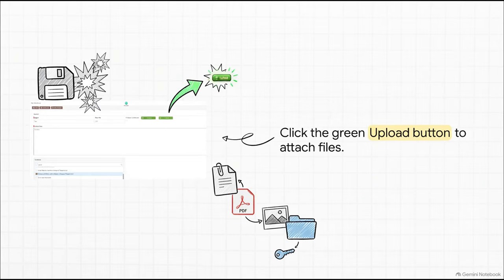Now, what's really interesting about this slide is what happens right after you click Save. Boom! Look to the right of the diary number. A bright green Upload button magically appears on your screen. This is your gateway to attach any necessary files, documents, annexes, you name it.